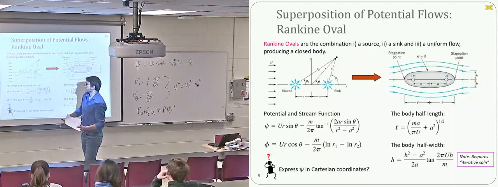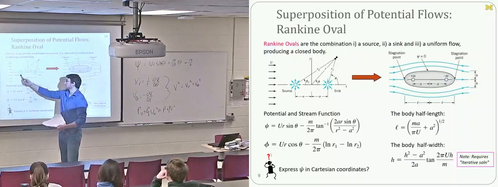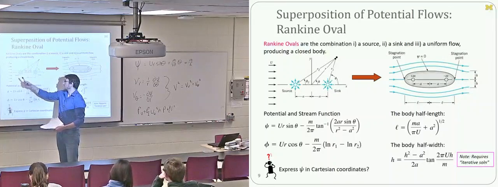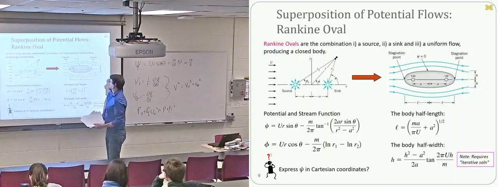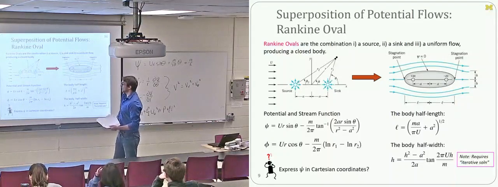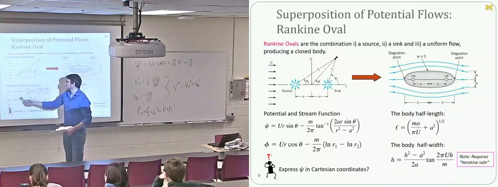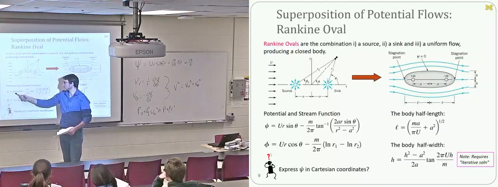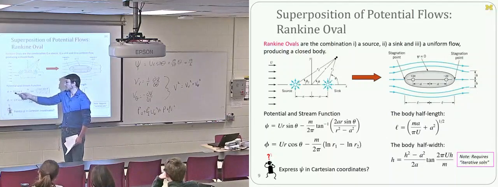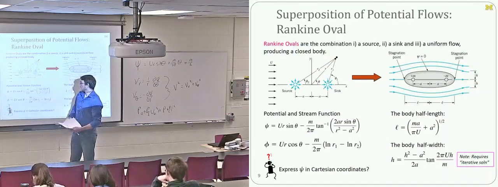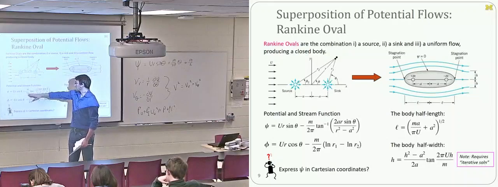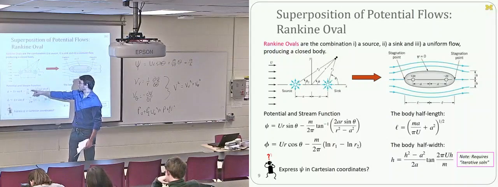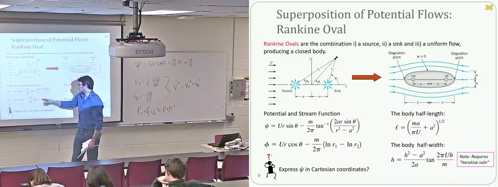What we do then is we say, okay, well, we know the potential and stream functions of a source, of a sink, of a uniform flow, so we just add them all up. And what we end up getting is shown here, where this is the uniform flow. And then this is the stream function for the combination of a source and a sink.